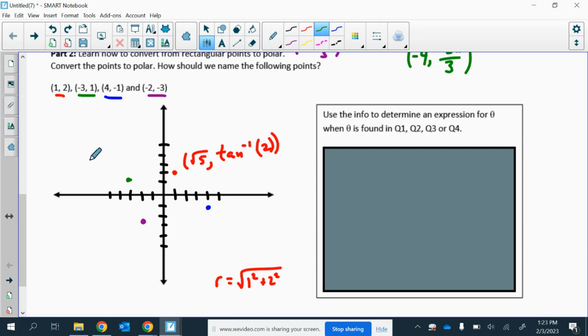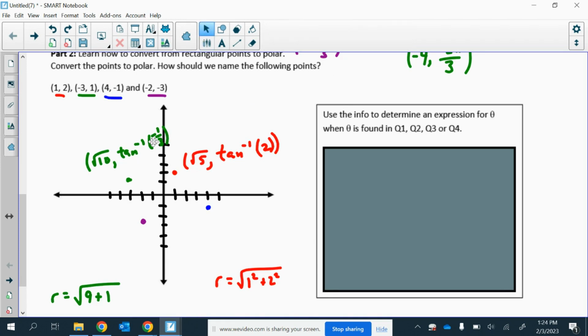Now, negative 3, 1, we're going to do the same thing. R is going to be the square root of negative 3 squared, which is 9, plus 1. So this will be the square root of 10. Then I have the arctangent of negative 1/3.